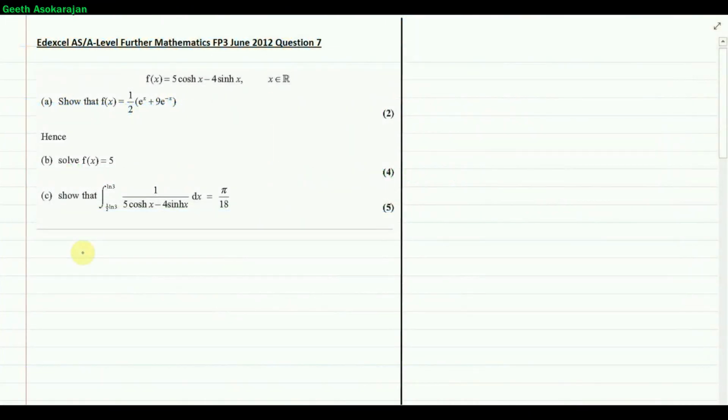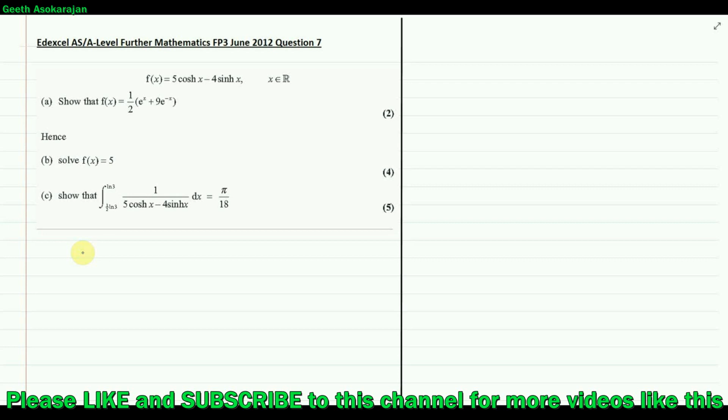Right, so here's another past examination question. This is from Edexcel. It's a further maths question from FP3, June 2012, and this was question 7 on that paper. So let's have a read.